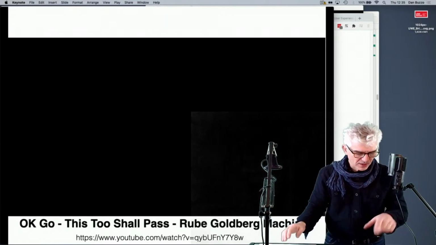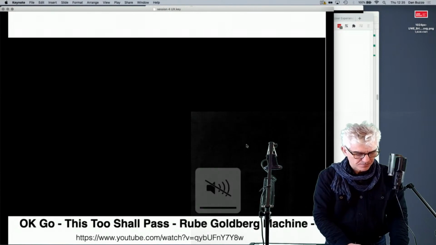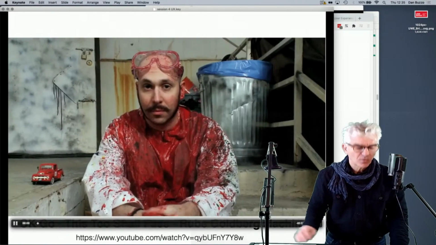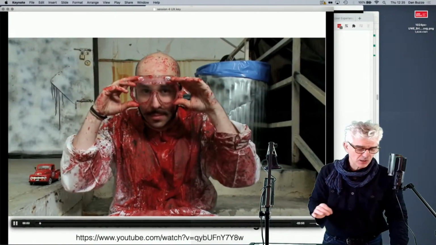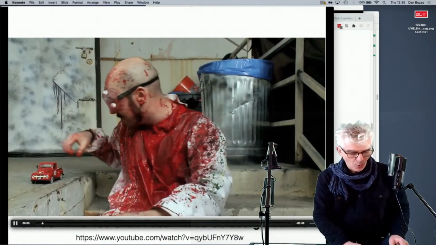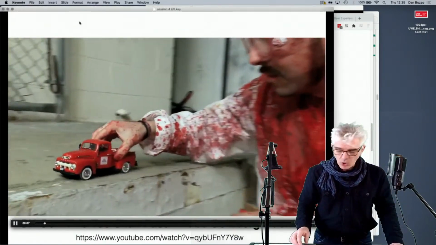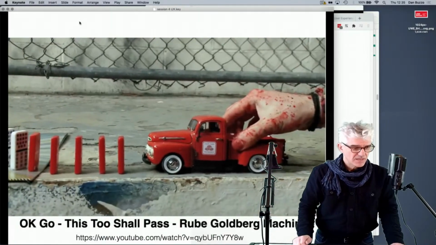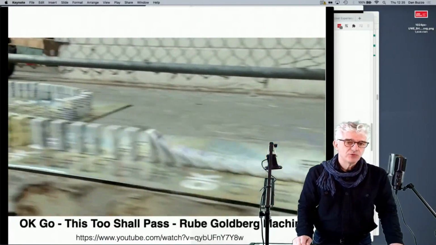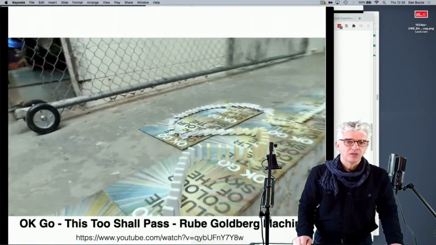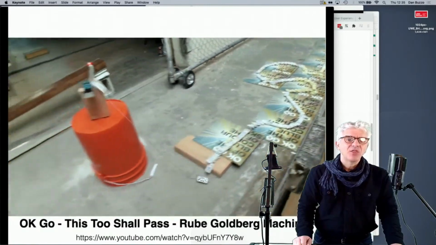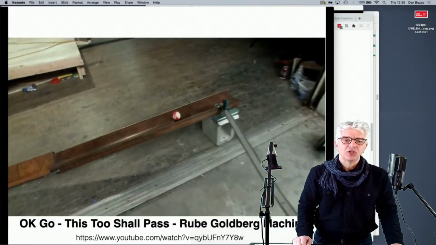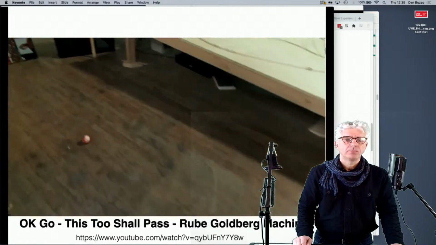And this is OK Go. I'm going to see if I can run it briefly, maybe 30 seconds, with the sound off. So go and have a look. This is OK Go building a Rube Goldberg machine. And hopefully we can run through without YouTube banning us on the live stream, and think about all of the interactions that are going on that are physical.